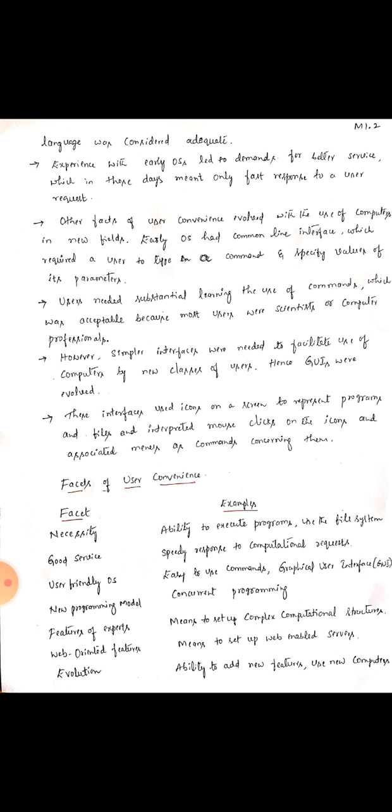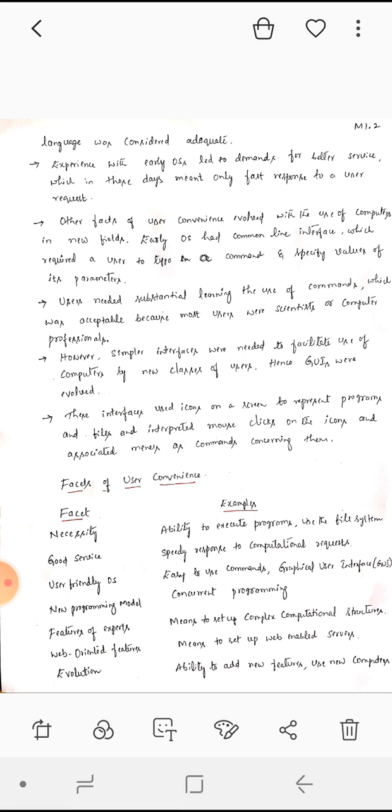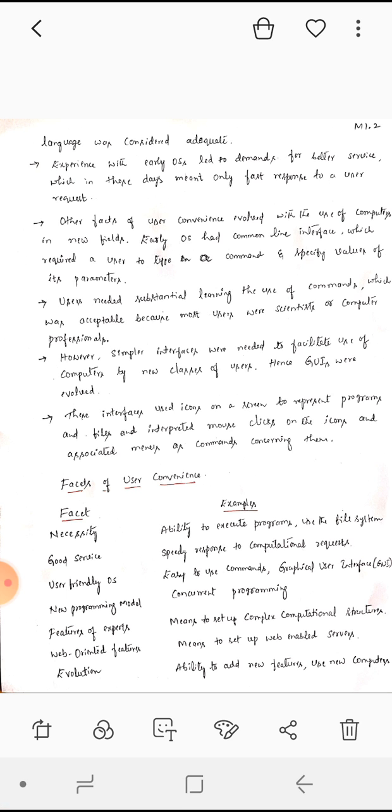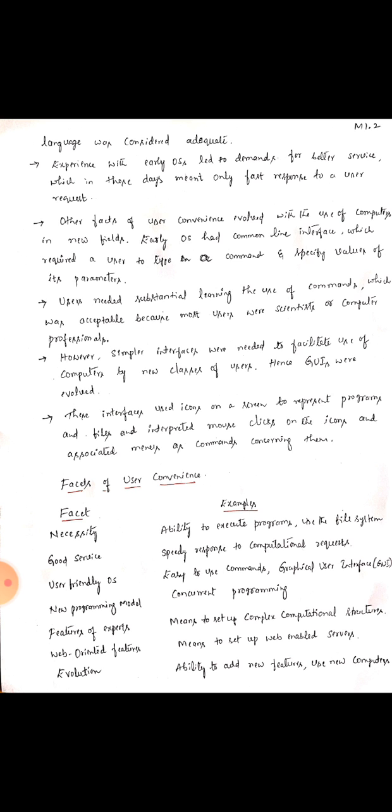Evolution means you can add new features and use new computers. You know that technology is improving every day, right? When the operating system concept started, people were maybe using 2G networking, and today we are in the use of 4G, and maybe soon we are going to use 5G. So with the evolution of technology, we want to add new features, right? We need to add new features which are very convenient for the user too.